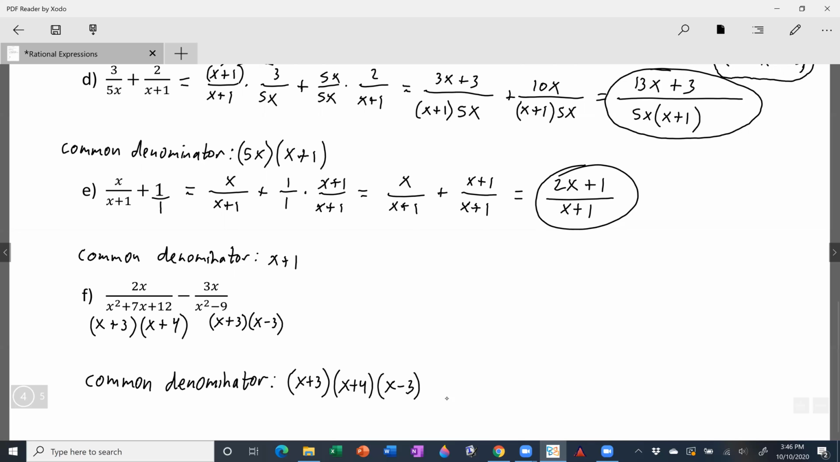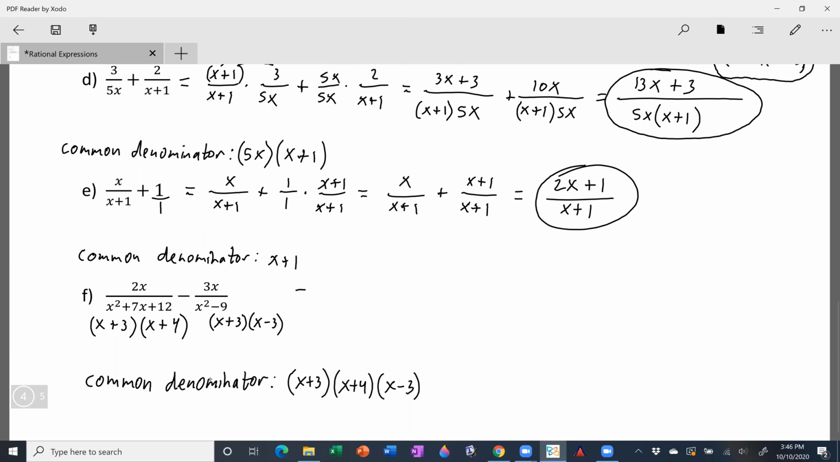And we don't need to write the x plus 3 twice. Whatever factors you see, they all just have to be involved once, unless any of them were squared or something, then it would have to be involved with the minimum amount that you can use. But yeah, x plus 3 has to be involved, x plus 4 has to be involved, and x minus 3 has to be involved. So here is what the common denominator would be.